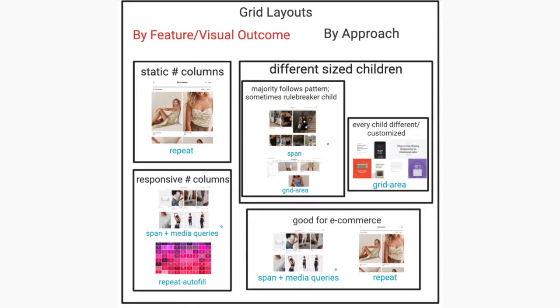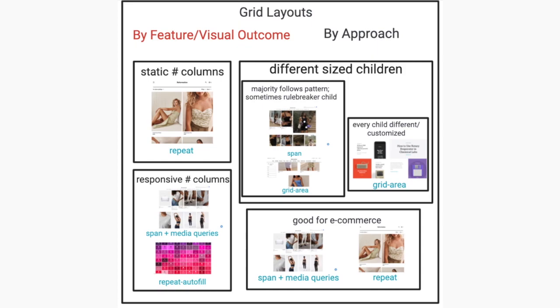Here is our example of a grid knowledge map with categories grouped by feature or visual outcome. You can see that this would allow someone to understand the different techniques that can be used to achieve a particular visual feature. For example, to achieve a responsive number of columns, which was observed in two sites, you can use either span and media queries or repeat autofill to achieve this visual effect.